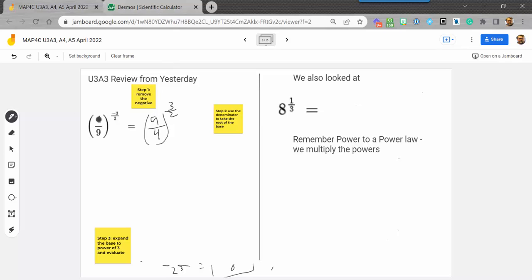We're just flipping the base, which is this 4/9 becomes 9/4. That took care of the negative sign, and now it's a positive 3/2. Now we're going to get rid of that denominator part, that 2, and it's going to hit the top and the bottom of the fraction. So I got the square root.